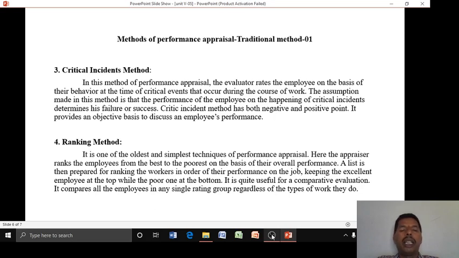Next, ranking method. It is one of the oldest and simplest techniques of performance appraisal. Here, the appraiser ranks the employees from the best to the poorest on the basis of their overall performance, considering employees' overall performance. We are going to give rank to them, right?